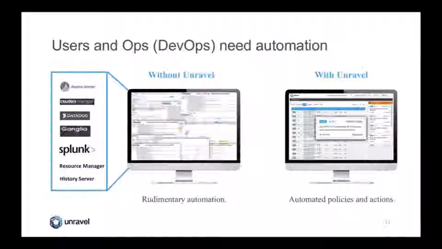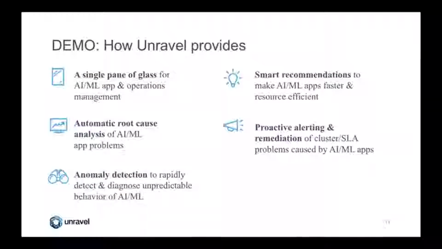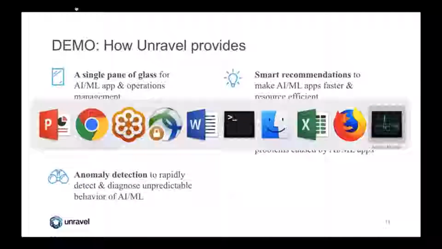And that's what I'll be focusing on in the demo today. I'll first show you through a suite of different kinds of applications how Unravel provides a single pane of glass for your entire AI ML application and operations management. Then I'll give you examples of how Unravel uses advanced algorithms to quickly pinpoint the root cause of problems or tell you about problems even before they happen. And it uses that to give you recommendations on how to fix problems. And a lot of the time, it can fix these problems even before they happen. So now I'm going to jump into the demo.